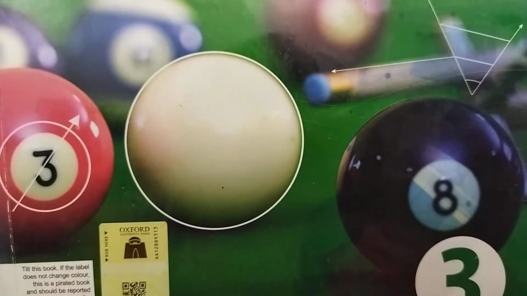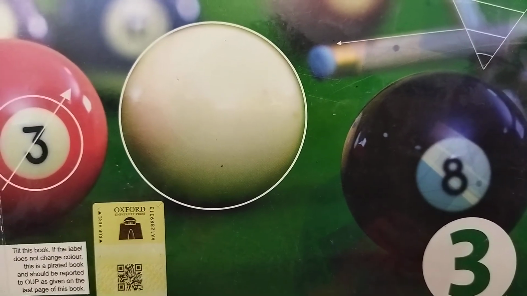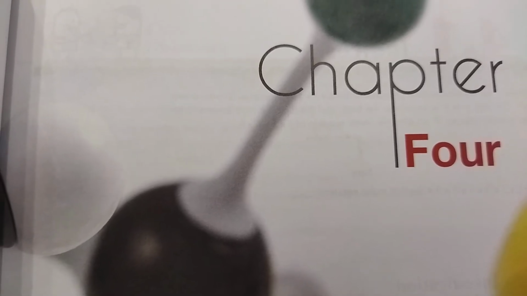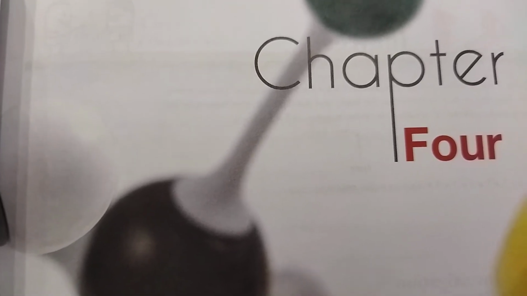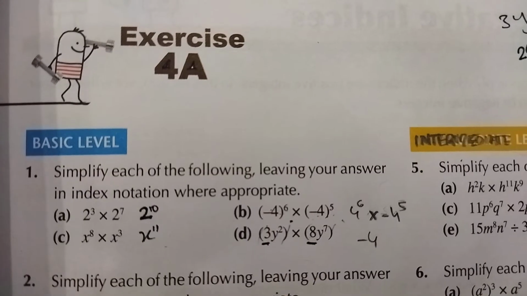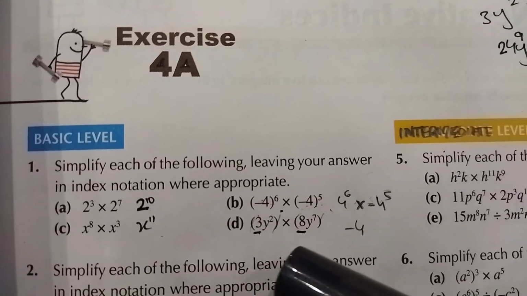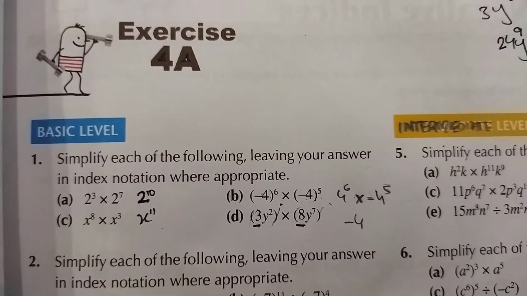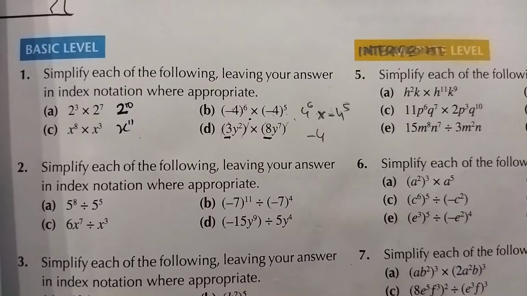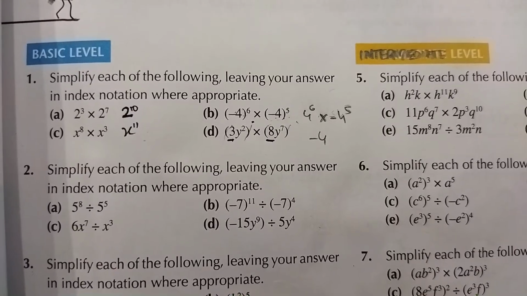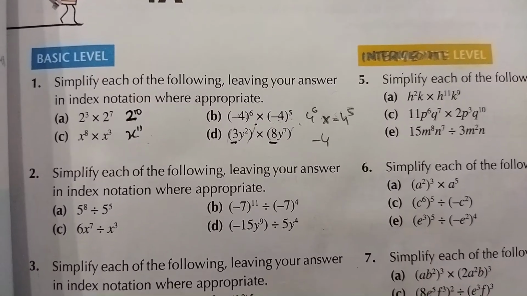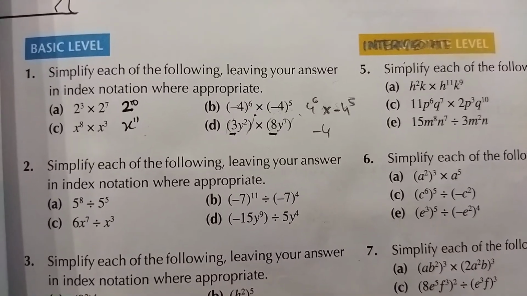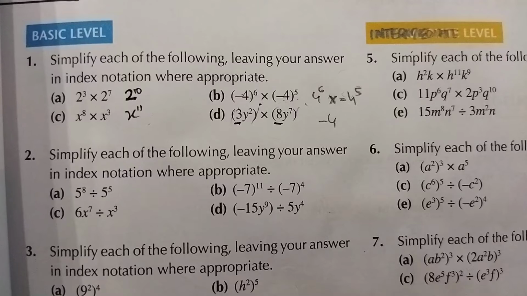I'm here with a new chapter of your book D3. This is chapter number 4, Indices and Standard Form, and we are going to deal with exercise 4.1. On page number 84, you'll find this exercise 4a. Here we have 3 levels: basic, intermediate, and advanced level. We are going to learn the laws of indices while solving these questions. So pick up your pencil and let's begin the solutions from question number 1.